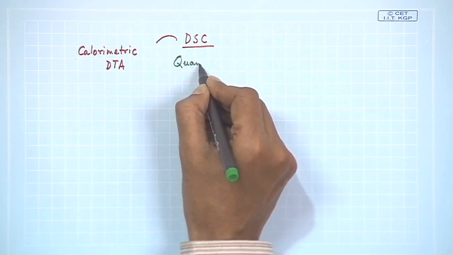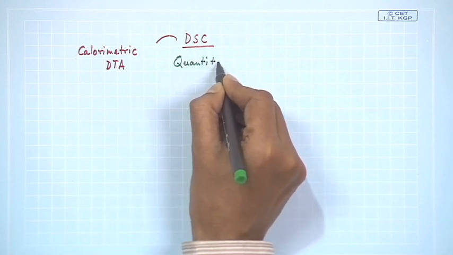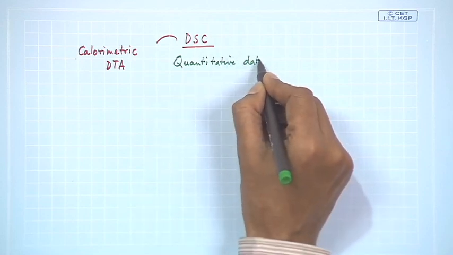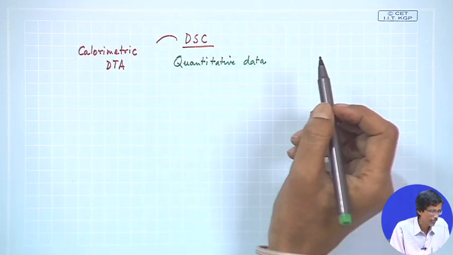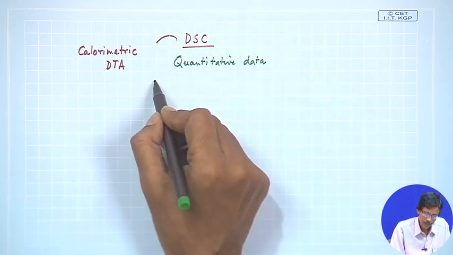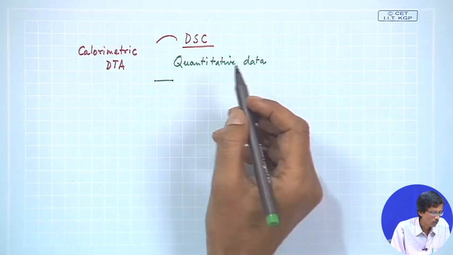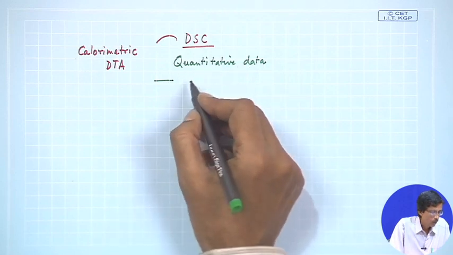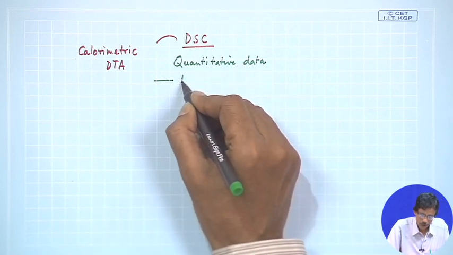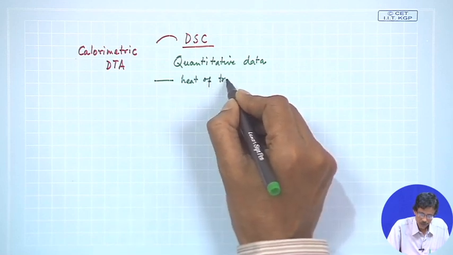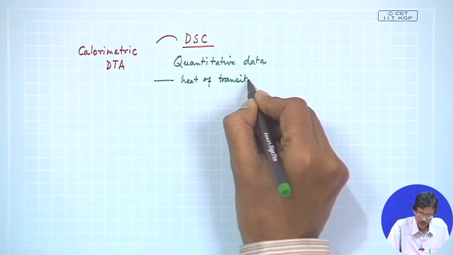So, how do we get the quantitative data out of this particular technique? It is sometimes very difficult to get it from your DTA technique. We should go for the corresponding DSC, where we can locate the corresponding heat of transition.